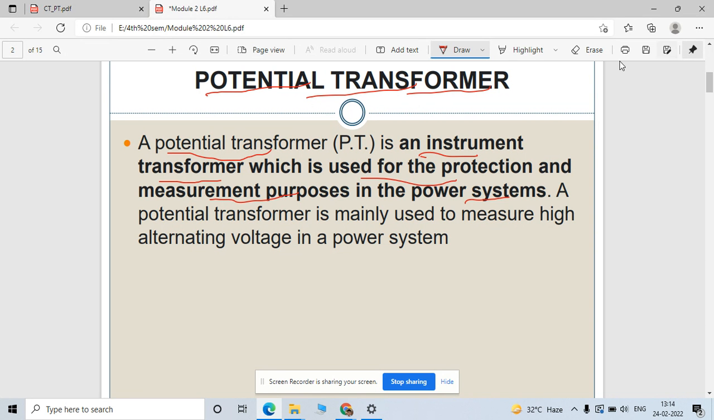The same way, this potential transformer working is also the same. You need to measure the potential of your transmission line between two lines, and generally that potential is very high. So for that we are going to use this potential transformer. The same way, if any abnormal condition happens, then it gives the signal to other protective devices, which execute their operation according to the potential measured by this potential transformer.